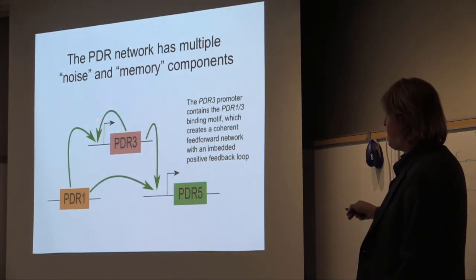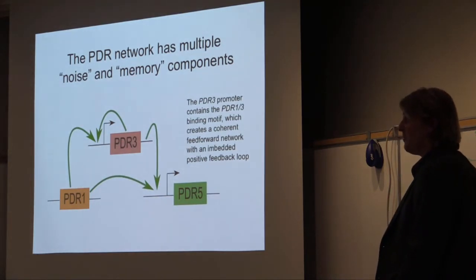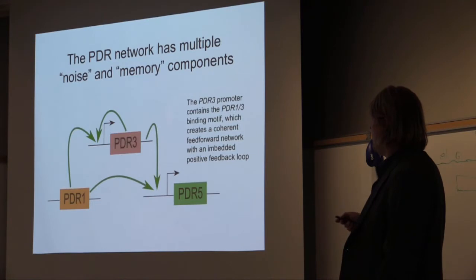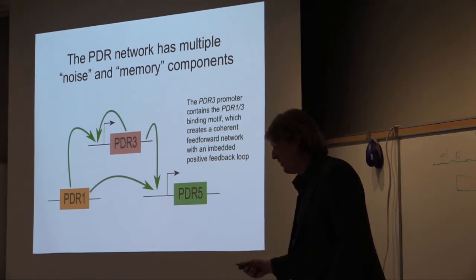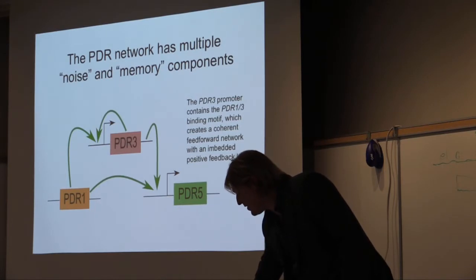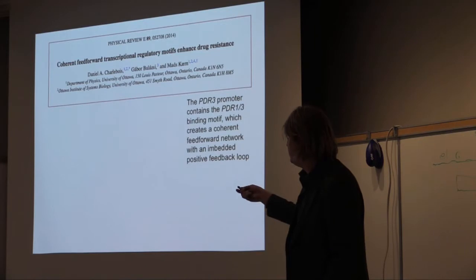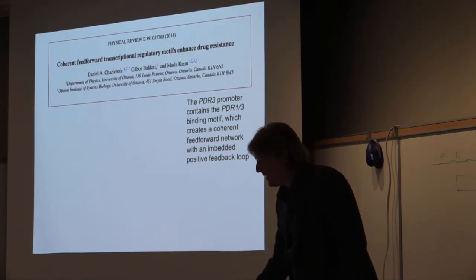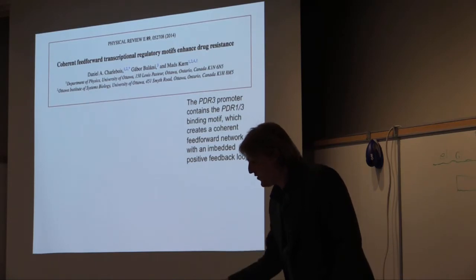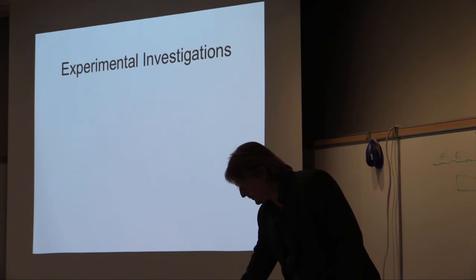So one example is this positive feedback loop, but also this incoherent indirect activation of the pump downstream is something that can confer epigenetic memory to some degree, and it also amplifies noise. The positive feedback loop also amplifies noise. There are a lot of interesting topologies here, and I have taken that topology and demonstrated how that transcriptional network in itself can enhance drug resistance, but I'm not going to talk about that.